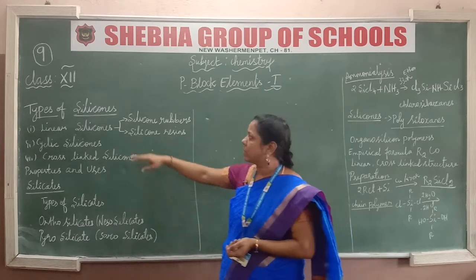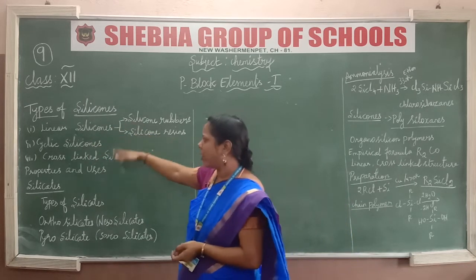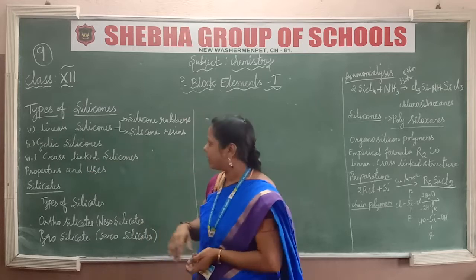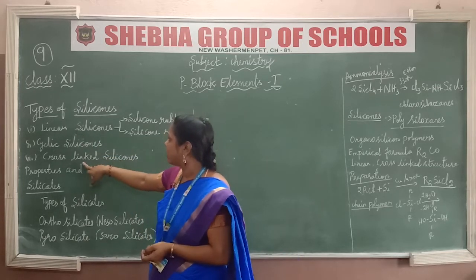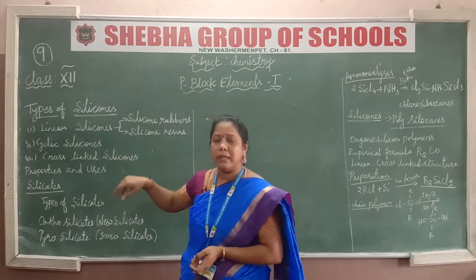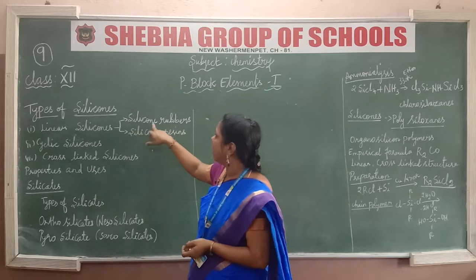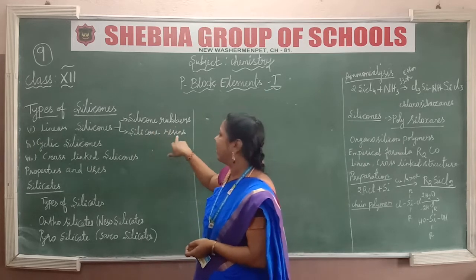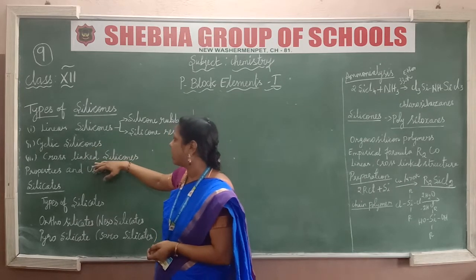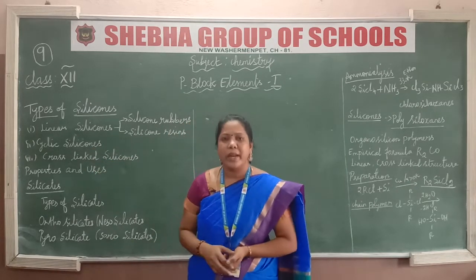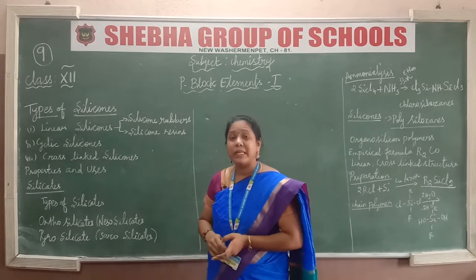Okay, these are the types of silicones. There are so many varieties. I am going to read out some varieties: linear silicones, cyclic silicones, cross-linked silicones. In this, linear silicones have subtypes, that is silicone rubbers and silicone resins. And go for the cyclic silicones and cross-linked silicones, which are varieties of silicones. And go for the properties and uses.